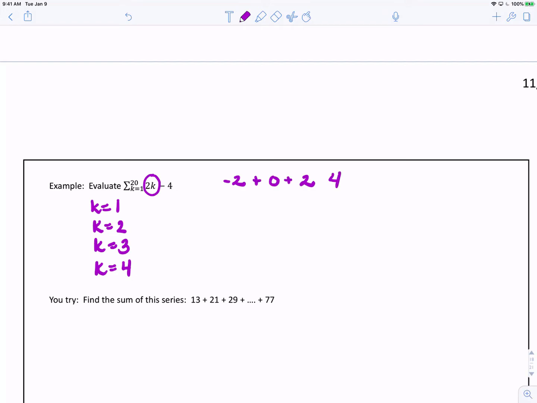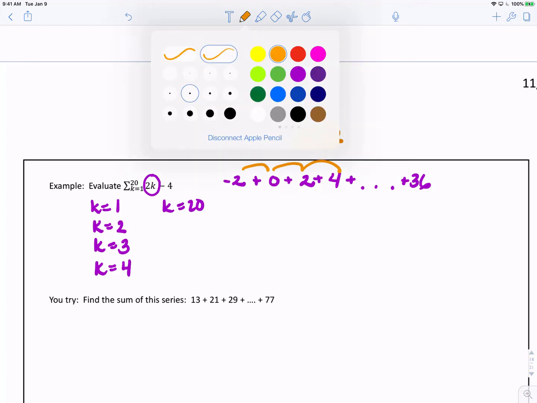Now, this gives us some insight into what this series looks like. And the last number we would want to add up would be when k is equal to 20. So when k is equal to 20, we have 40 minus 4, or 36. So we could do this by brute force, or we could also notice what kind of series this is. Every time we went to a next term, we're adding 2. So this is an arithmetic series whose common difference is 2. So we can use the formula to add it up.